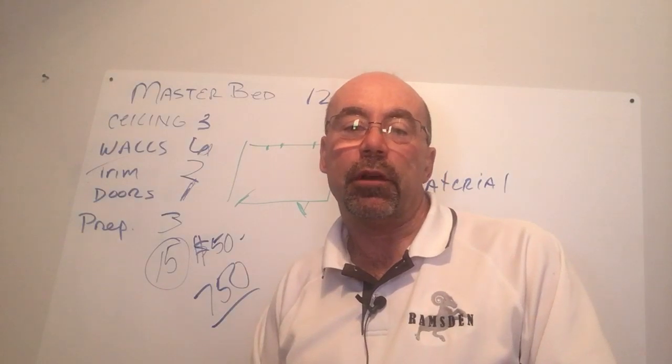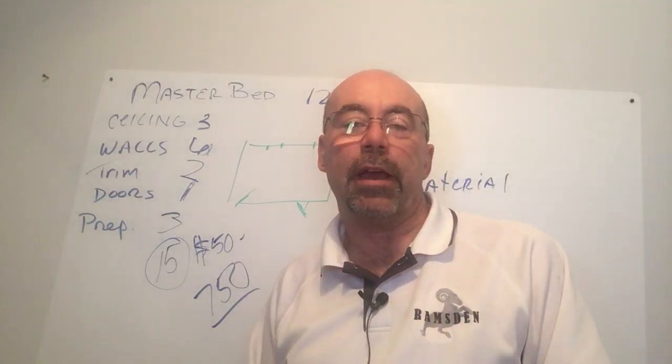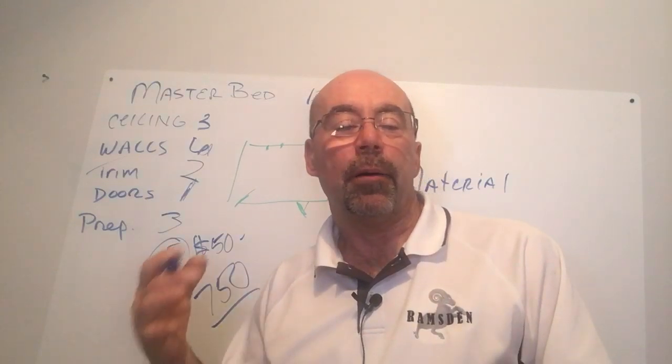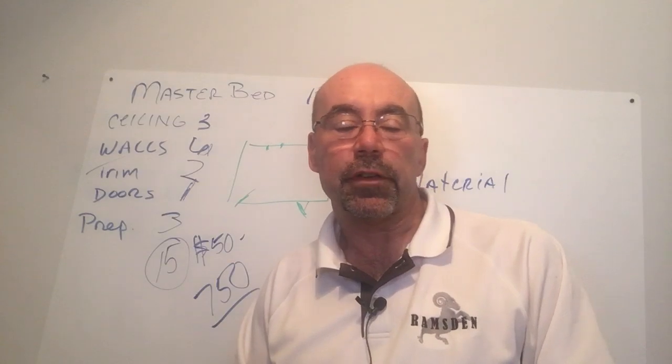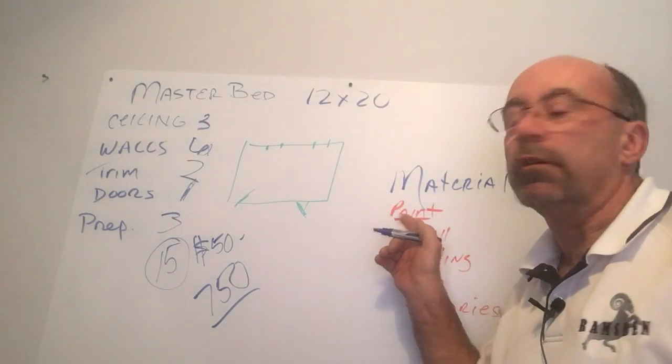Now we have to look at material. If you know the square footage, most quality paint, you've got to get about 325, 350 square feet going over a pre-painted surface. We're only one coating it, so it should go fairly well. So what we have over here is material.